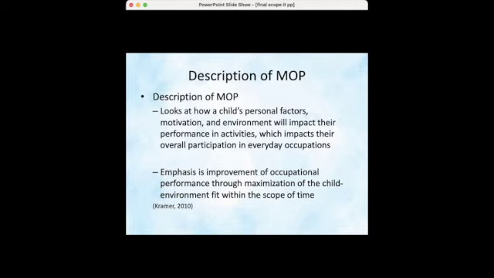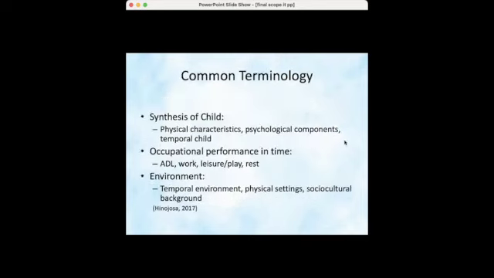This model also shows an emphasis on improvement of occupational performance through maximizing the child's environment, which is fit within the scope of time. Some common terminology that's used throughout this model is synthesis of the child. This includes physical characteristics, psychological components, and the temporal child. Temporal context includes the features of the individual, which is things like age, developmental stage, life cycle, and health status. There's also occupational performance in time, which is a common term. This includes things like ADLs, work, leisure, play, and rest.